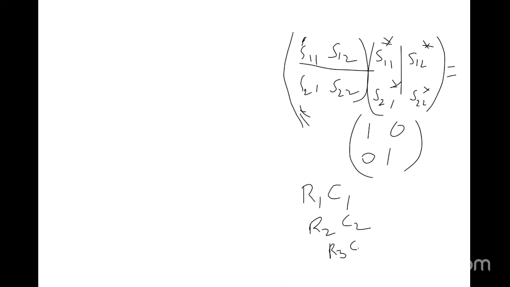Matrix multiplication I am doing, row 1, column 1. What is row 1 here? S11, S11 star, S12, S21 star is equal to 1. After doing multiplication, one row, one column, after doing R1, C1, what will I get? S11, S11 star plus S12, S12 star is equal to 1. This is the condition for which one?